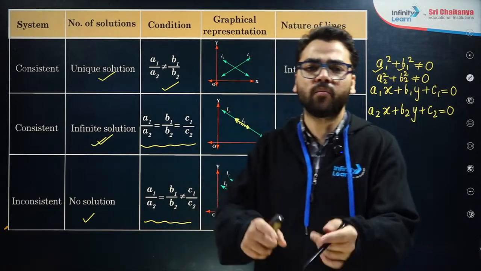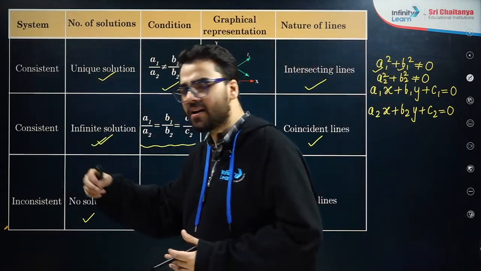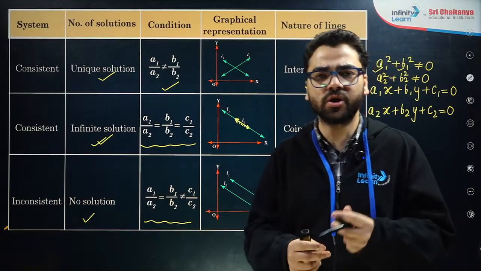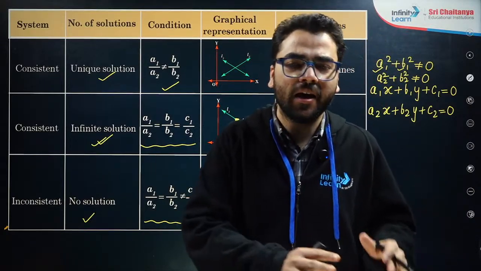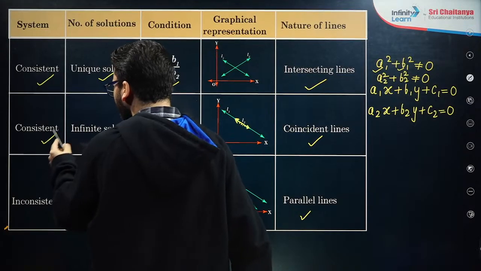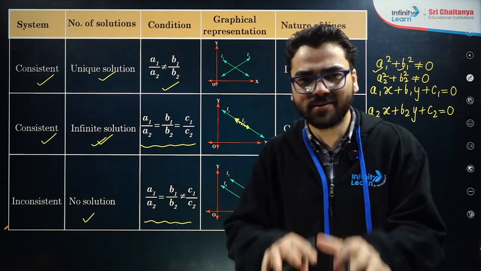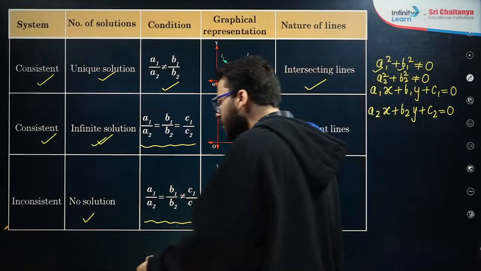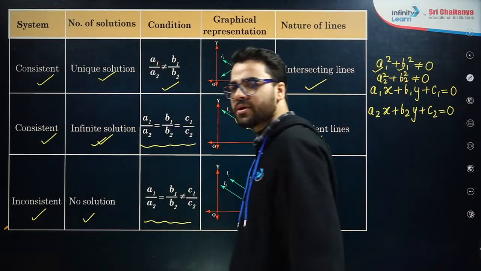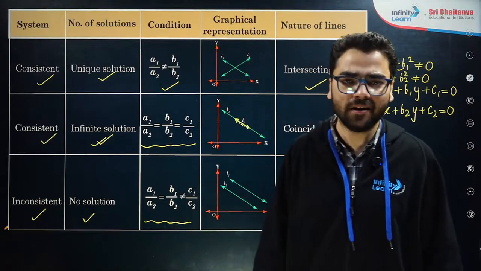And then there is one more terminology which you must remember, that is called consistency and inconsistency. So the situation of a solution existing is called consistency. Whether it is one solution or an infinite number of solutions, you will say that the pair of linear equations in two variables is consistent. And when there is no solution, you'll say the pair of linear equations in two variables is inconsistent. Thanks, Sahib. Is that clear?